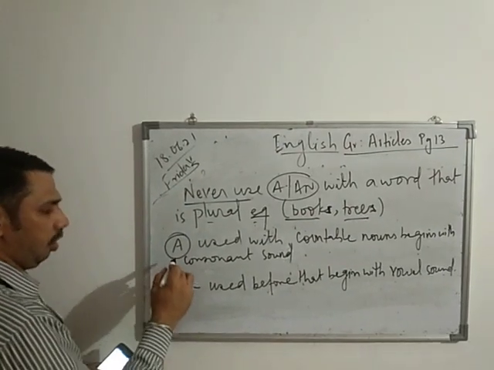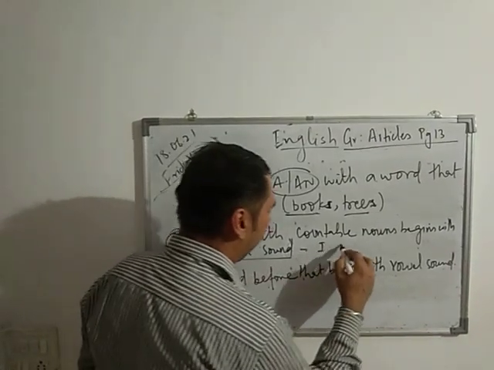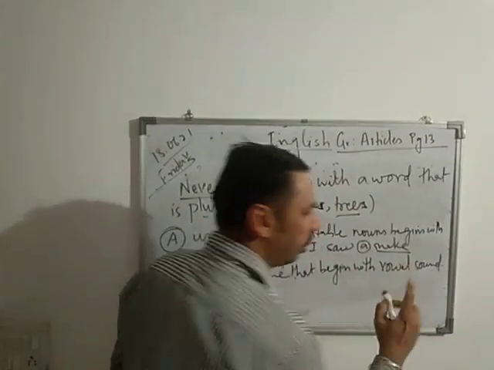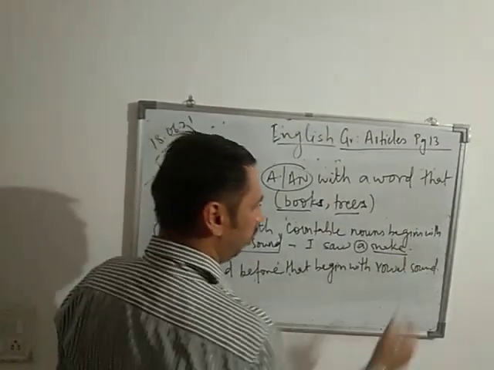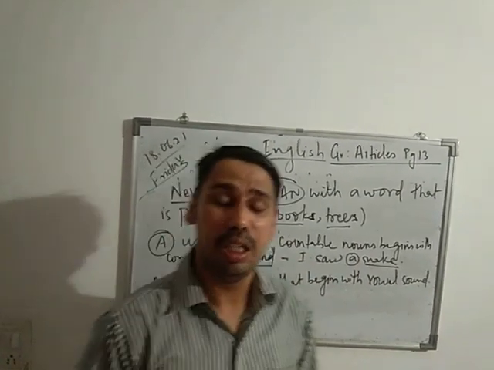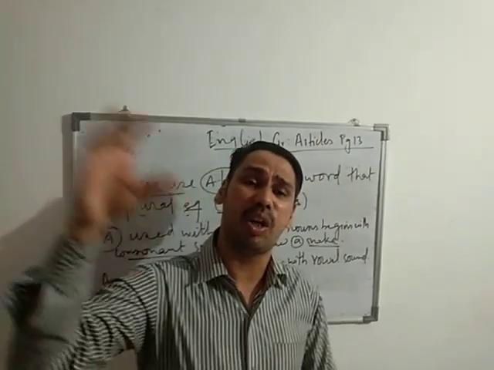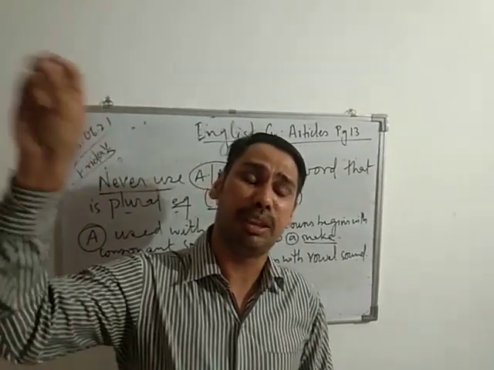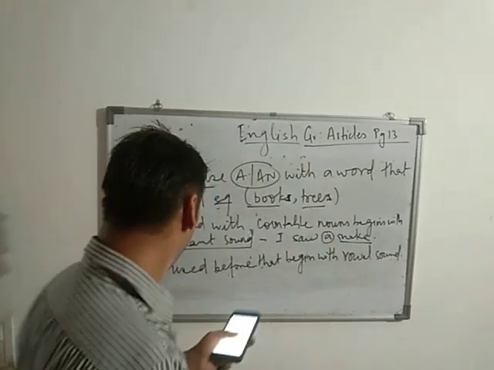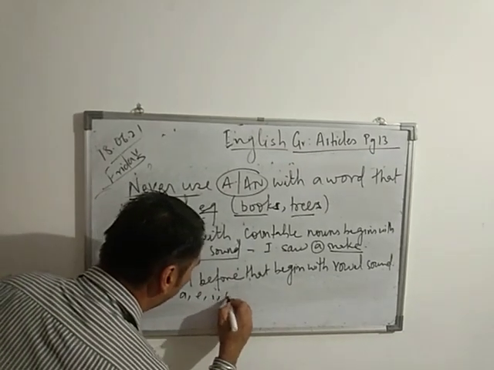Now, a is used with a countable noun that begins with a consonant sound. If I say, I saw a snake, snake is singular and common, so I use a. I'm not specifying anything here. If I say I saw the cobra snake, the cobra is specific. I saw the anaconda, I'm specifying the snake. If I'm not specifying anything, I use a. And an is used with a vowel sound.